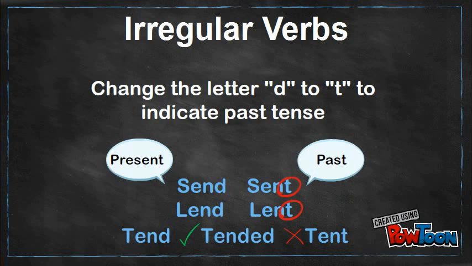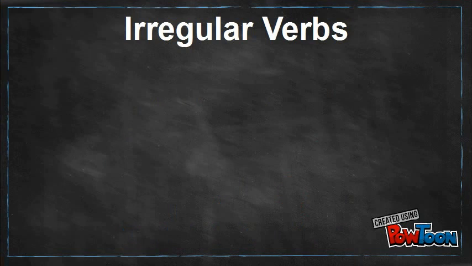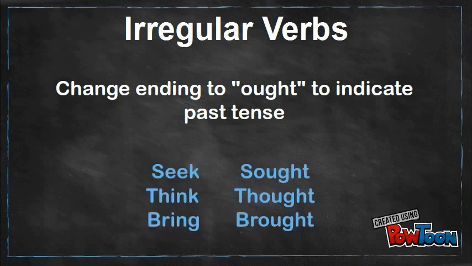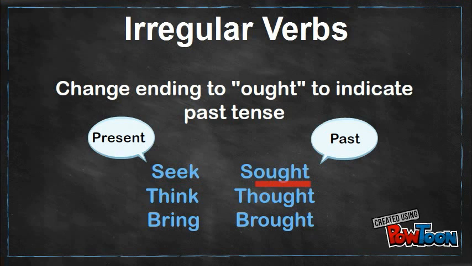In academic English, you will often use irregular verbs that change to include OUGHT at the end in past tense. Some examples of this include seek that becomes sought, think that becomes thought, and bring that becomes brought.